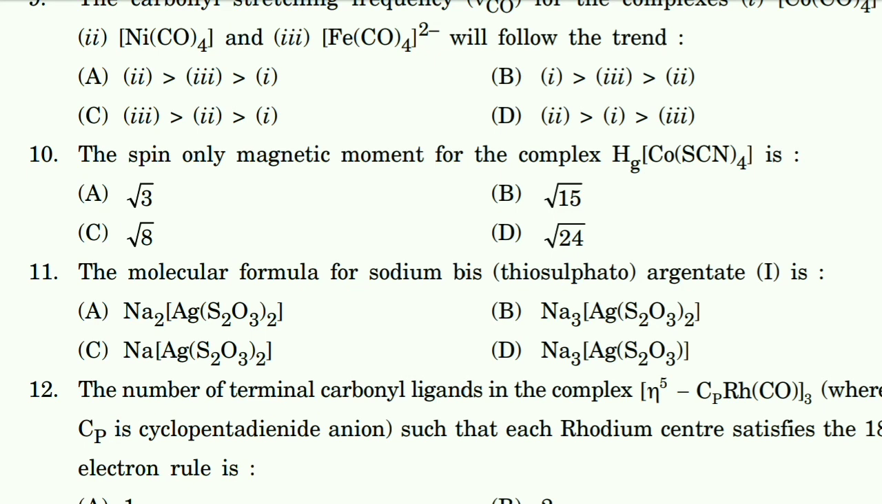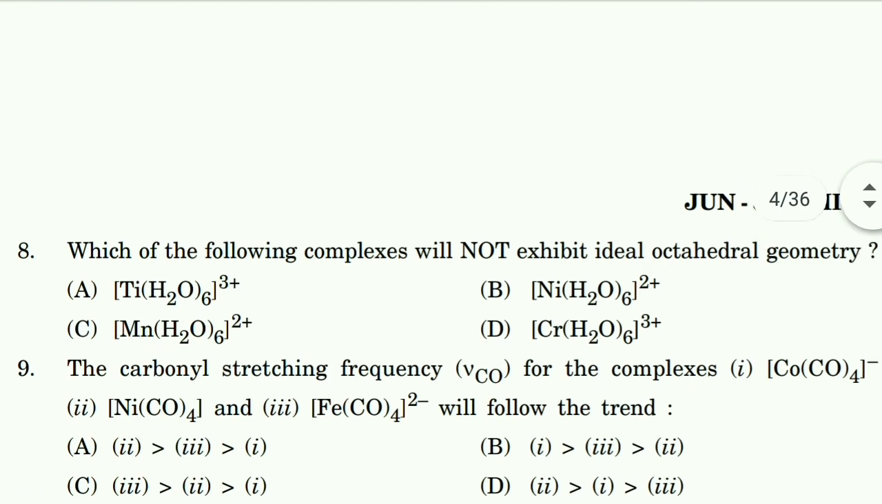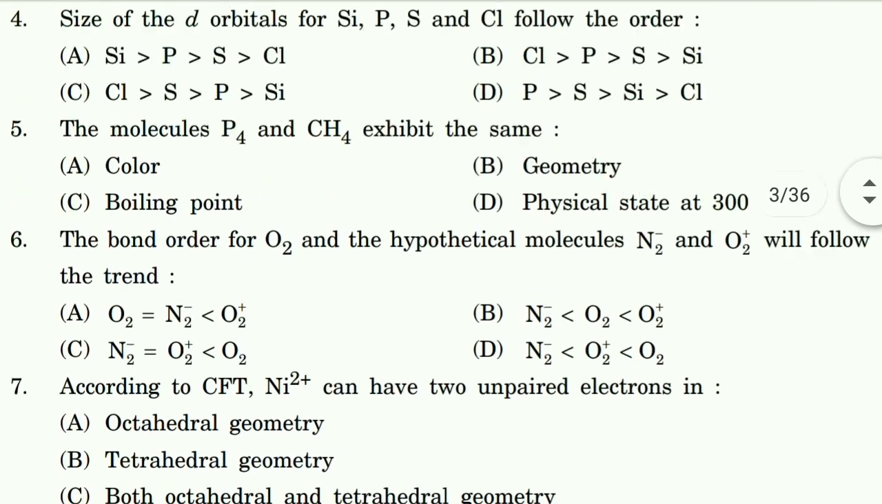So you know that the formula for the spin only magnetic moment is square root of n into n plus 2 Bohr magneton, where n means the number of unpaired electrons. So square root of 3 into 3 plus 2, that is square root of 15. So option B is the correct option. Now this is all the questions for part 1.